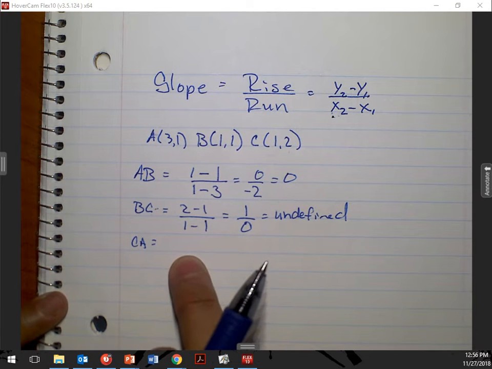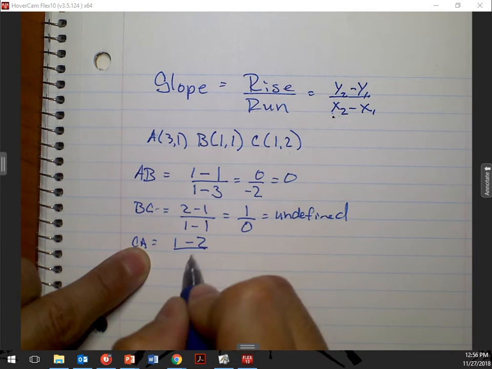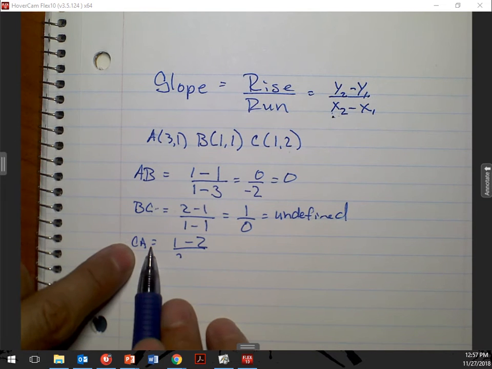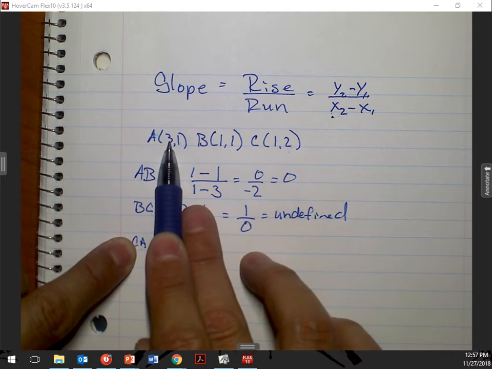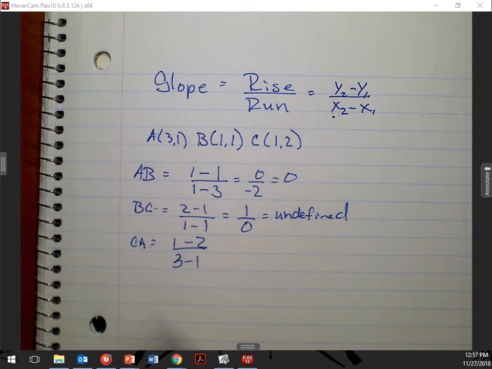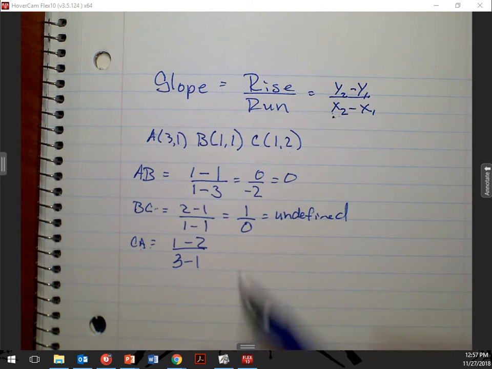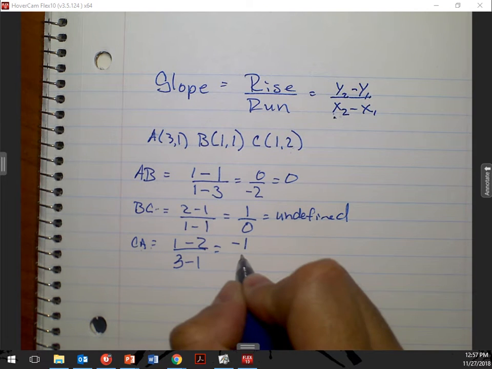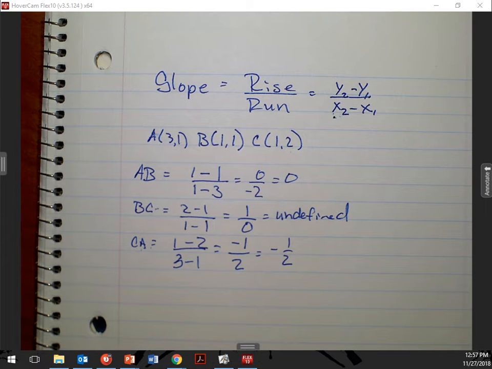All right. So CA. It's going to be 1 minus 2 over 3 minus 1. Look, CA. So A is the second one, right? So 1 minus 2 over 3 minus 1. In this case, A is the second one, so C is the first one. So what is 1 minus 2? What is 3 minus 1? 2. My slope is negative 1/2. You can leave it as a fraction.